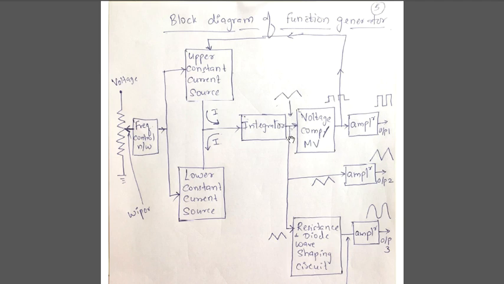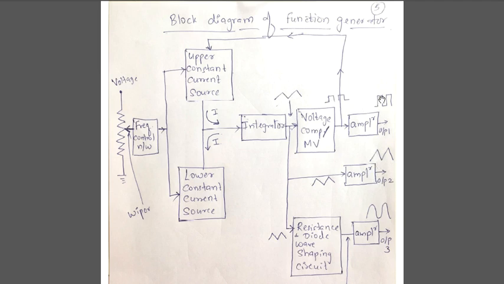So the same triangular waveform, as you can see from here, is going to amplifier number 2. What does it do? It gives the output as the same triangular waveform but increased in amplitude. So this is the same triangular waveform as you had obtained here, but the amplitude is more in strength. So this is the output number 2 of the function generator.